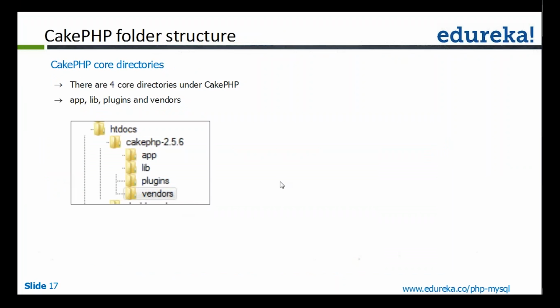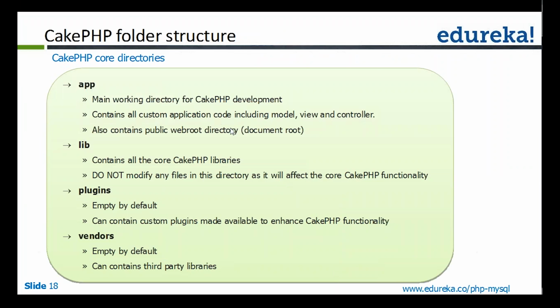So this is the structure of CakePHP. App is the main folder where we'll be doing our development. Basically, the main working directory for CakePHP would be app. It contains all the application code, model, view, and controller. So model, view, and controller all would be written in the app folder. It also contains the public webroot directory where we'll be keeping our images, JavaScript, style sheets, and a lot of things.